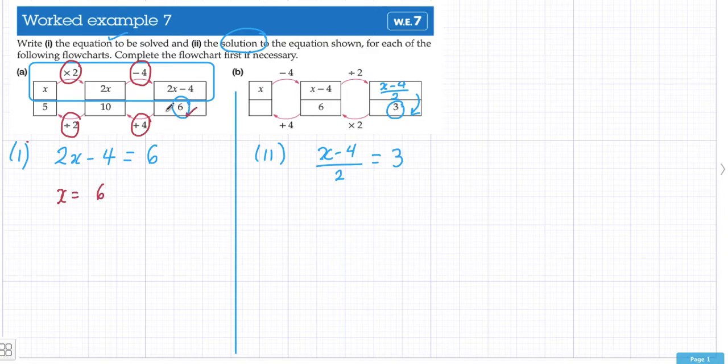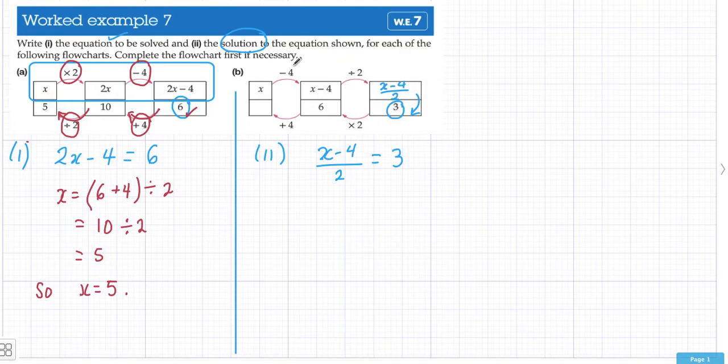So we start here, now we go backwards. 6 plus 4, which is 10, and divide that answer by 2. And I'll do the steps there. So 6 plus 4 is 10, divided by 2 is 5. So that means that x equals 5 is our solution for this equation. And we know that makes sense because if we substitute, 2 times 5 is 10, minus 4 is 6. So it works.